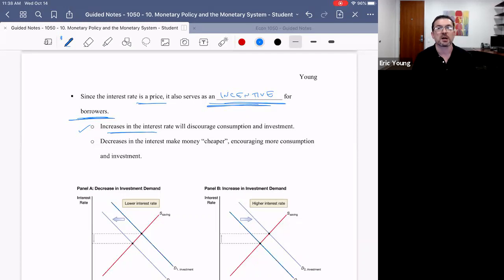The opportunity cost of taking out a loan goes up. And as you would predict, increases in the interest rate, being a price increase, will discourage consumption and discourage investment. On the other hand, decreases in the interest rate reflect cheaper money. The prices have gone down, and therefore the signals and the incentives follow. A decrease in the interest rate makes money cheaper, and this encourages more consumption and more investment.